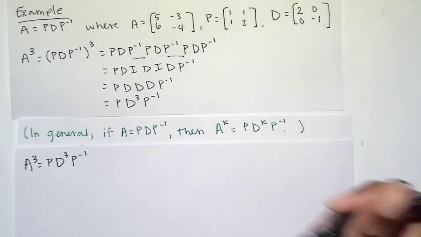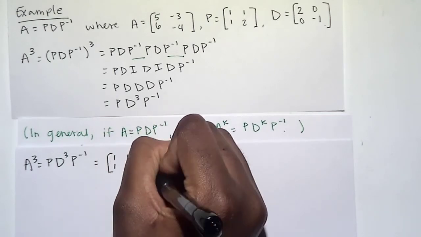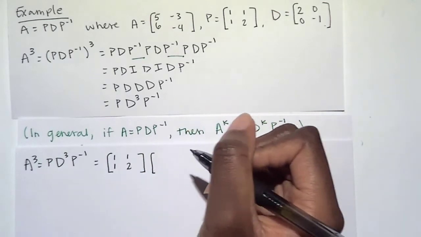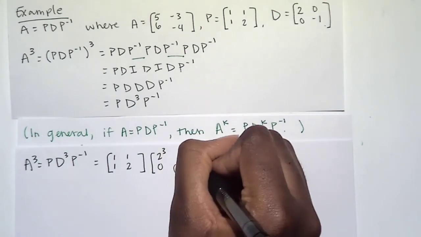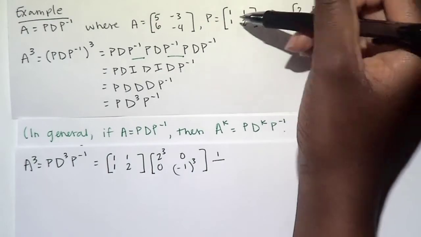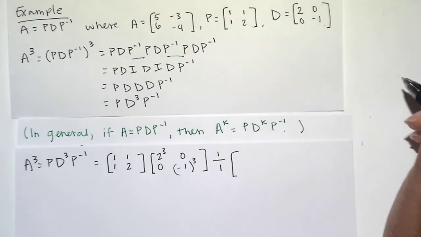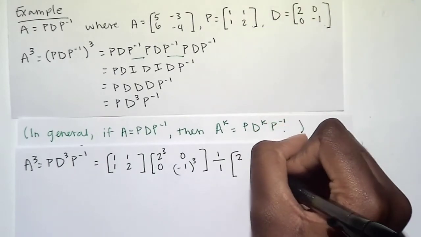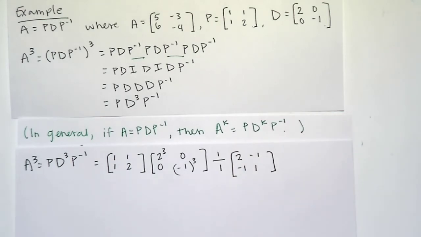All right, so using these matrices here, we have our P, our D cubed. So remember that's going to be 2 cubed, 0, 0, negative 1 cubed. And then we need P inverse. Luckily this is a 2 by 2, right? So we're going to do 1 over the determinant. So 2 minus 1 should be 1. Then we're going to switch the corners, make the other corners negative. All right, so then we will work through this multiplication. So I'll do these two first.